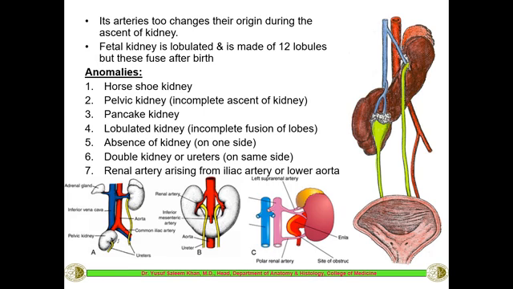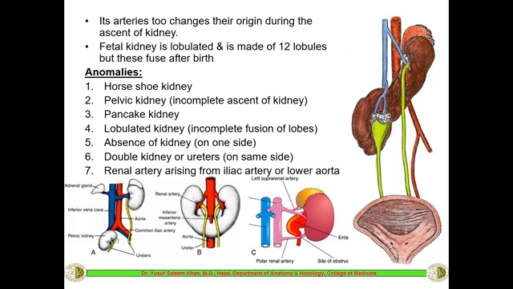Okay, sometimes instead of only the lower poles getting attached to each other, even the upper poles also get fused with each other. So it leads to a complete circular type of kidney that is called the pancake kidney. It looks like a pancake, where both the ends, the lower poles as well as the upper poles, will be connected with each other, and they will surround the whole of this blood vessel, especially the abdominal aorta as well as the inferior vena cava.